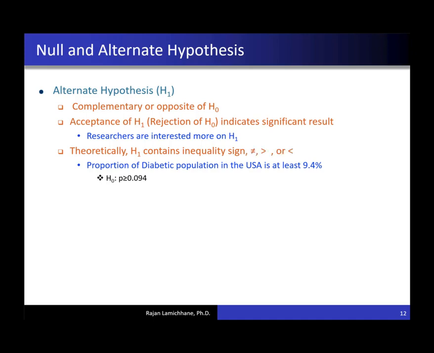Theoretically, all alternate hypotheses contain an inequality sign: either not equal, or more than, or less than. So if your null hypothesis is equal, then the alternate will be the not equal sign. If your null hypothesis is at most, then your alternate will be more. And if your null hypothesis is at least, then your alternate hypothesis is less. So you have these three inequality signs in the alternate hypothesis.